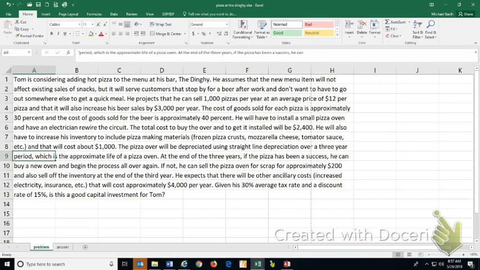All right, this is another project analysis example, and project analysis is the practice of evaluating long-term assets or new projects. So long-term assets, in this case, Tom, who is the owner of the Dinghy, a bar down in Florida, this is actually almost a true story, is considering adding hot pizza to the menu at the bar.